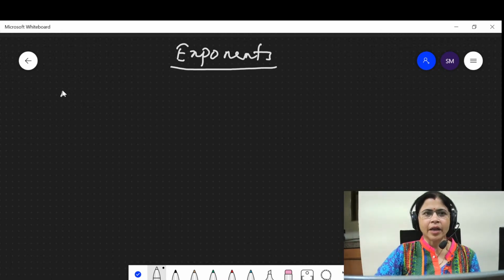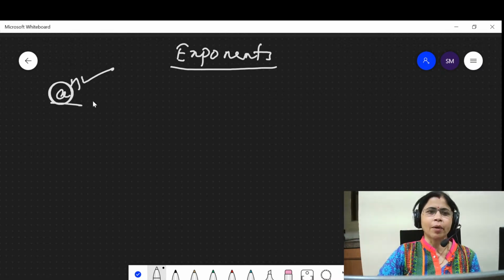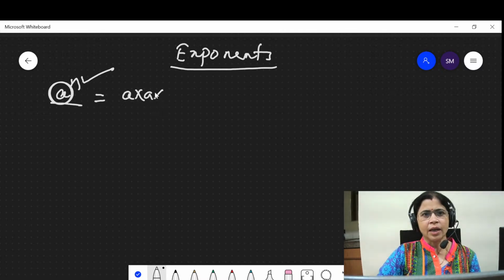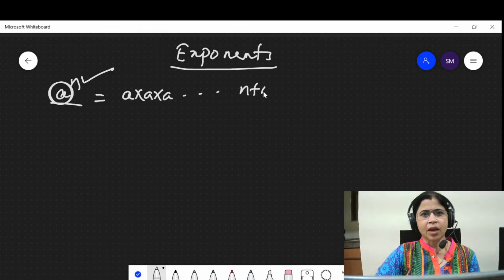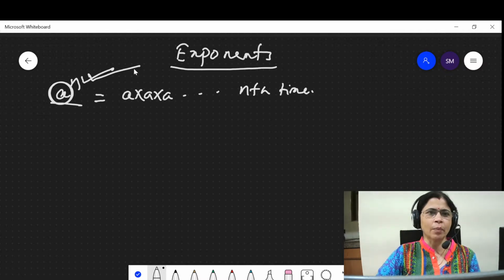If I write a to the power n, here a is the base and n is the exponent. And what do you mean by a to the power n? A to the power n means a into a into a, multiplied n times.